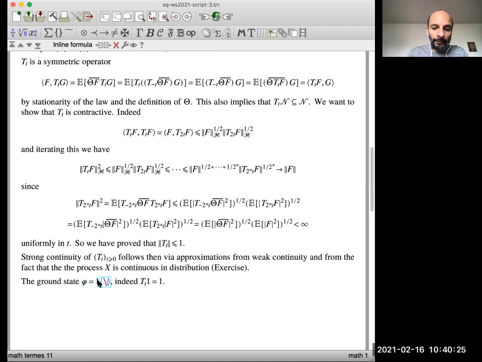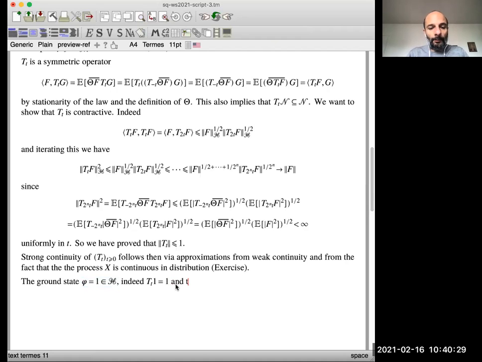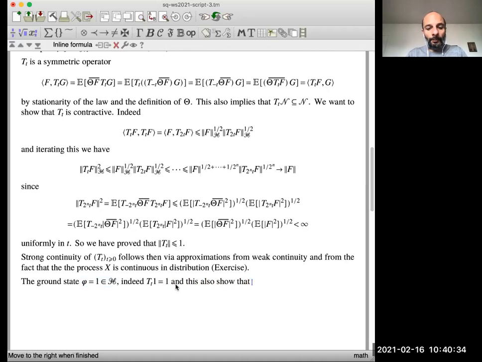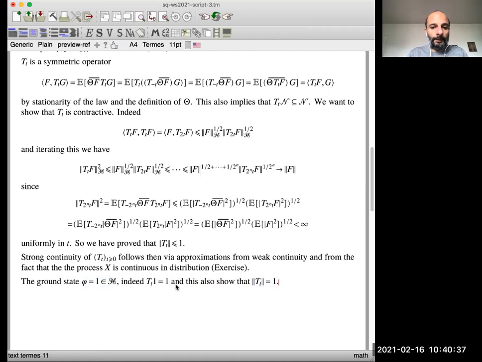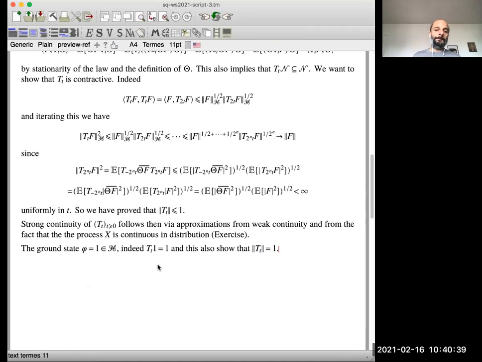So this function, and this also shows that the norm of the operator is really 1. It's actually not smaller than 1. Okay, so we have constructed, if you want, a Hilbert space.